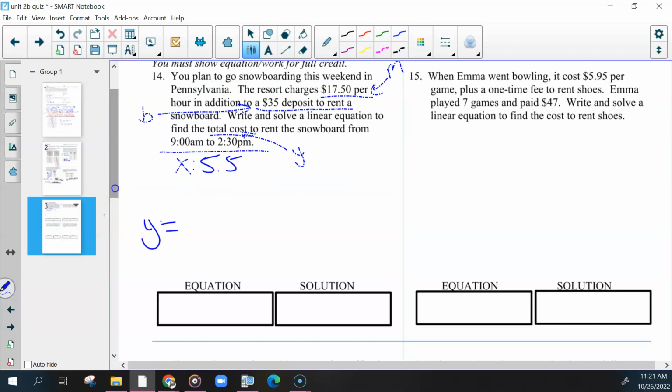So then we're looking for y. We don't know what that is. We know m is 1750. We know x is 5.5. And we know b is 35. That would be your equation that you would write down.